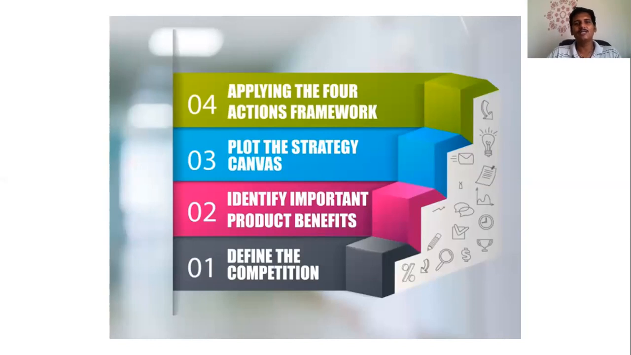The second step is to identify the important product benefits given by the competitors. Based on the benefits, you need to plot the strategy canvas. The third step is plotting the strategy canvas. The strategy canvas essentially gives you the customer's perspective on the different products in the industry. And finally, we'll apply the 4-action framework. These are the 4 steps in blue ocean strategy.